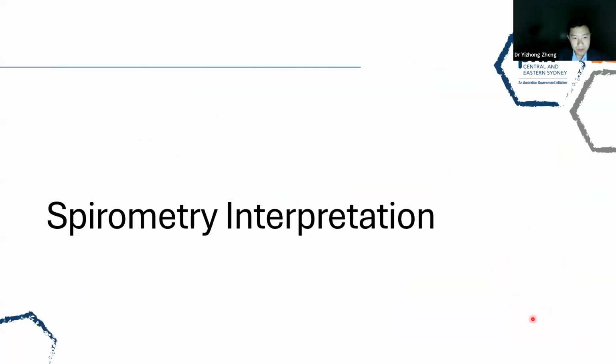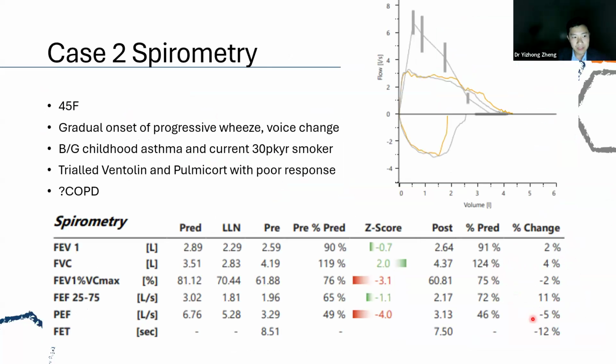Okay, so in the next session, we'll just talk about spirometry interpretation. Again, we'll start off with a case. A 45-year-old female, gradual onset of progressive wheeze and voice change, background of childhood asthma and current 30-pack-year smoking history. They have already trialed Ventolin and Pulmicort with poor response. Is this indicative of COPD? And you can see that there's no bronchodilator improvement with an obstructive ratio. So the pre-bronchodilator and post-bronchodilator FEV1 is around 61 to 62%.